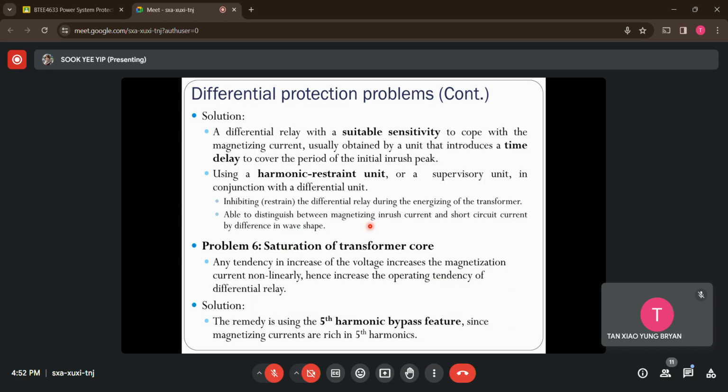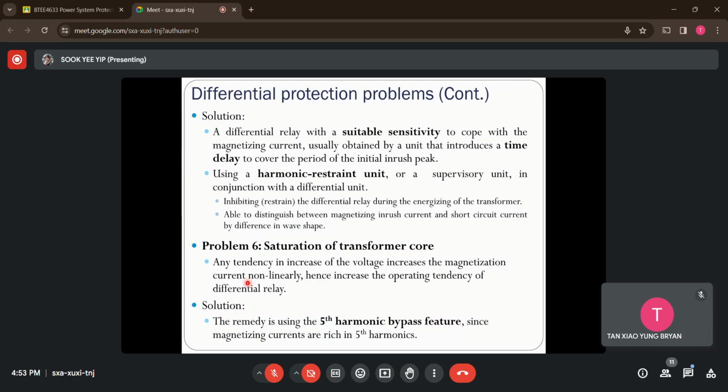Okay, so let's see the last problem for the differential protection scheme that might cause it to maloperate. For a power transformer itself, the core can be saturated. So what happens if we have a saturated core? Any increase in the voltage values will increase the magnetizing current very, very significantly. Remember the definition of the knee point voltage.